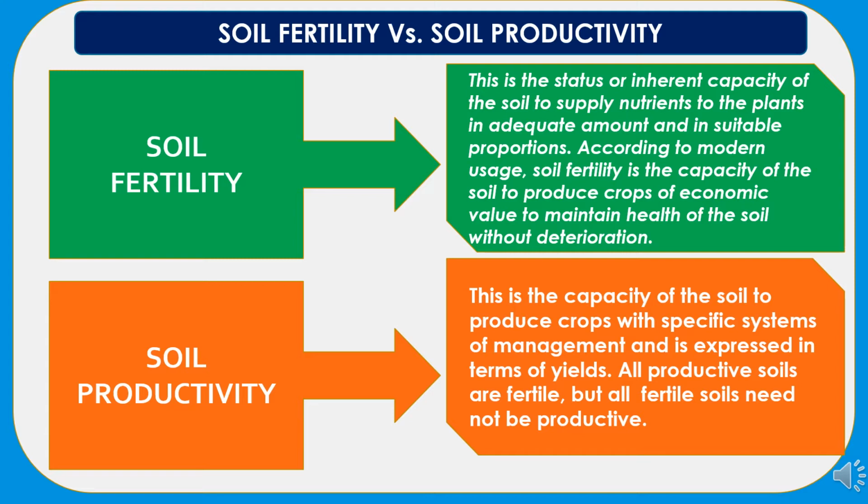Then soil productivity. Soil productivity is the capacity of the soil to produce crops with specific systems of management, and it is expressed in terms of yields. All productive soils are fertile, but all fertile soils need not be productive.